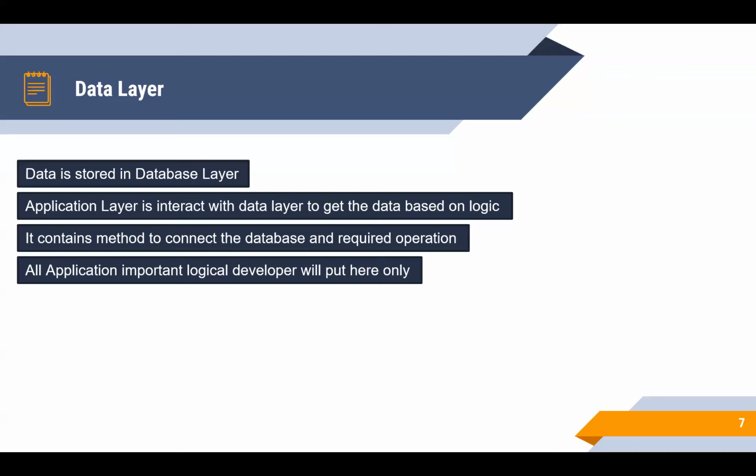It contains methods to connect to the database and perform the required operations. If the presentation layer sends the ID and password, the business layer will check with the data layer whether this ID and password is correct or not. Based on that, it will take the decision. All the important application logic, developers put here only. So normally we write all the logic in the business layer, and from the business layer we get the data from the data layer.